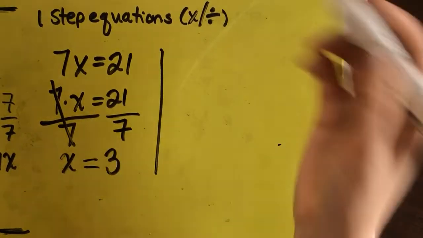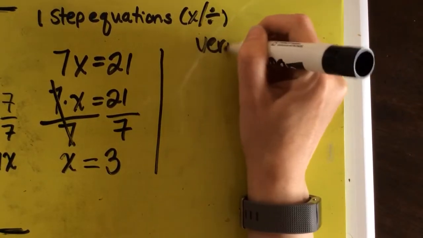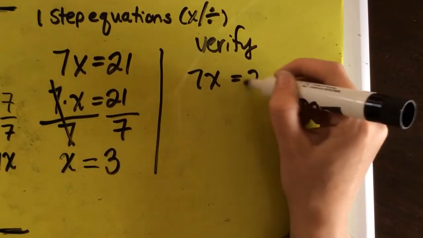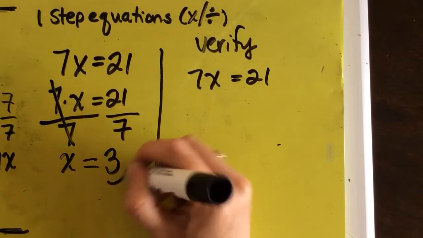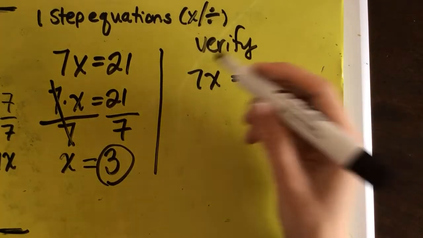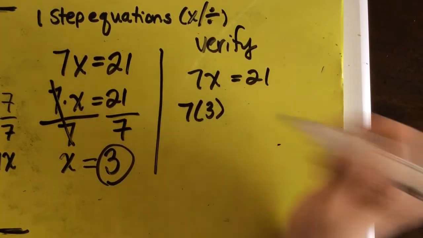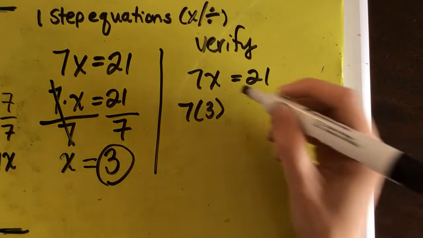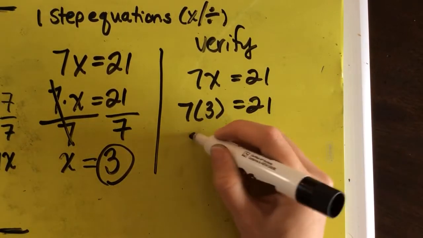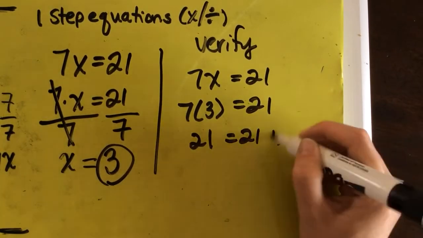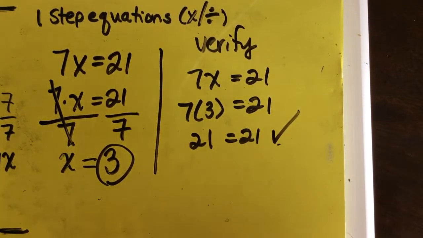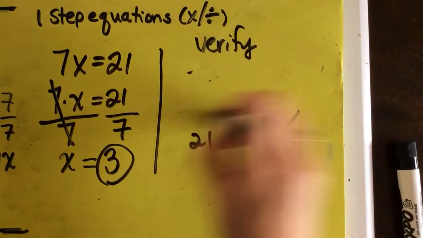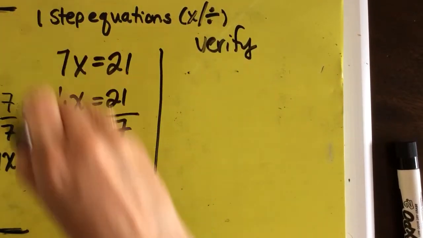So we can test or verify our answer by taking my original equation, and I can substitute my answer in for x. If x equals 3, we're going to put a 3 in here instead. So now it's 7 times 3 instead of 7 times x. And does that equal 21? Yes, it does. So we know that our answer of x equals 3 is correct. Okay, let's try another one.